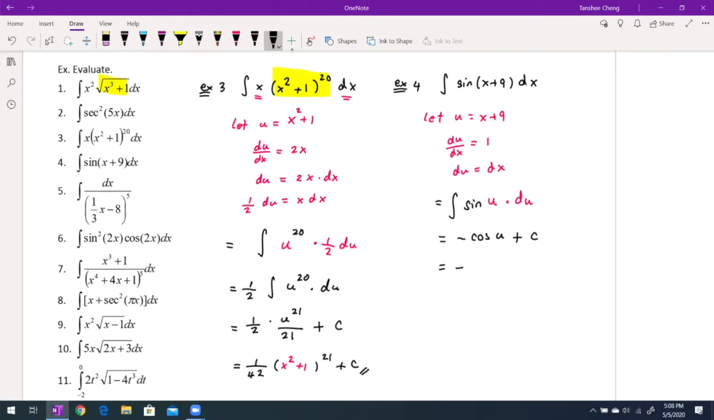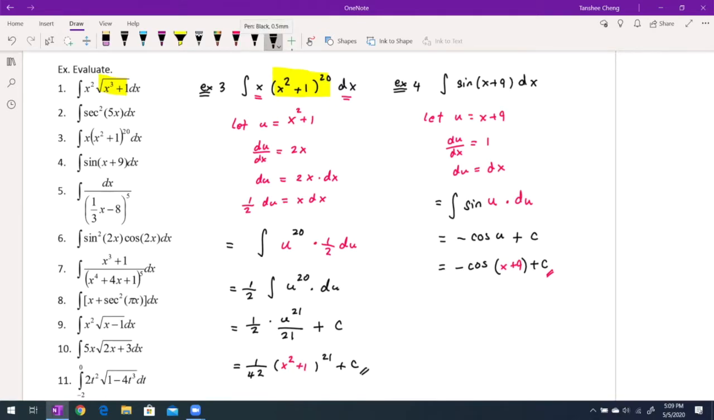And finally, we substitute back the original variable, which is going to be negative cosine of x plus 9 plus a constant. That will be the final answer.